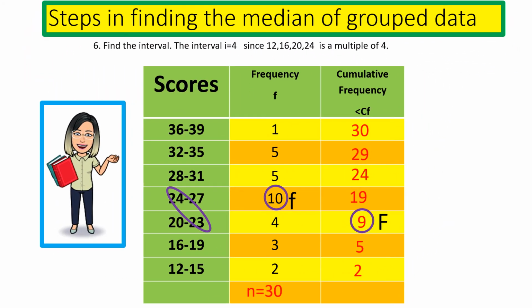We are in step 6. We need to find the interval. Look at our scores. We have 12, 16, 20, 24, 28, 32, 36. That is a multiple of 4. Therefore, our interval is 4.